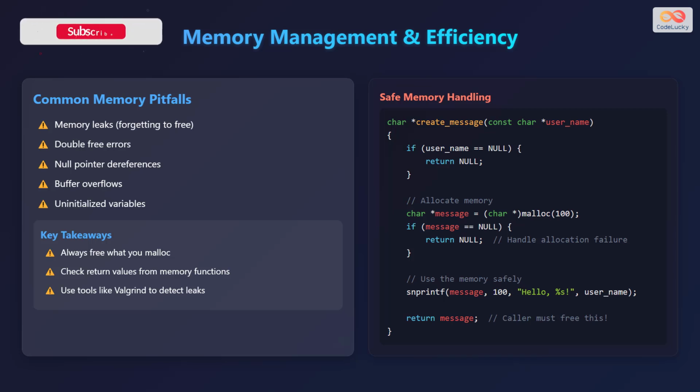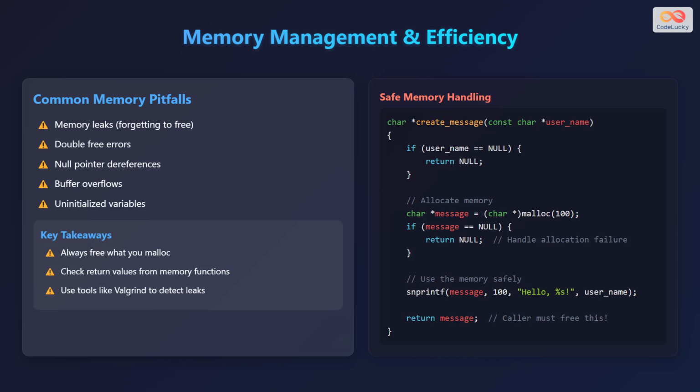Double free errors, which happen when you attempt to free the same memory twice. Null pointer dereferences, which result from trying to access memory through a null pointer. Buffer overflows, which occur when you write beyond the allocated memory, and uninitialized variables, which can lead to unexpected behavior.